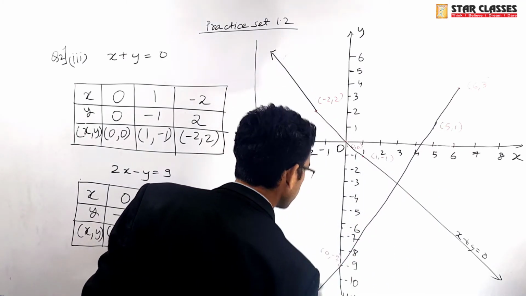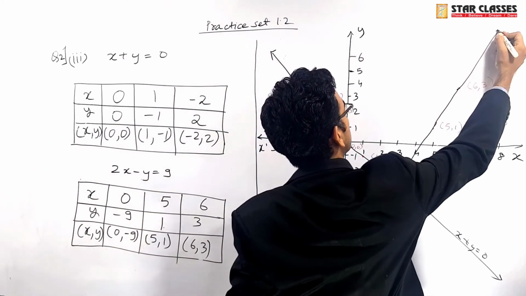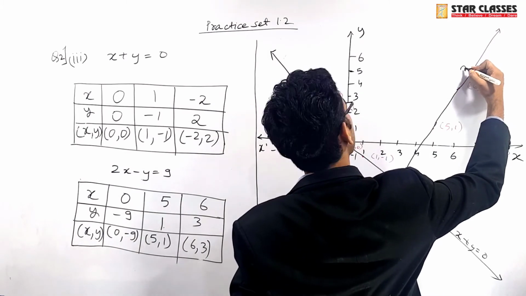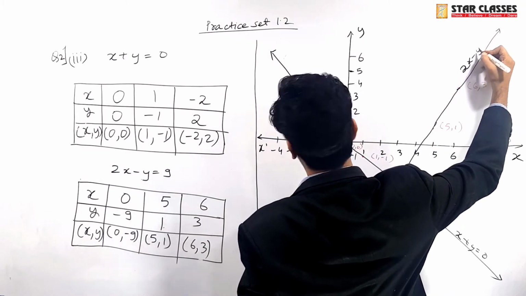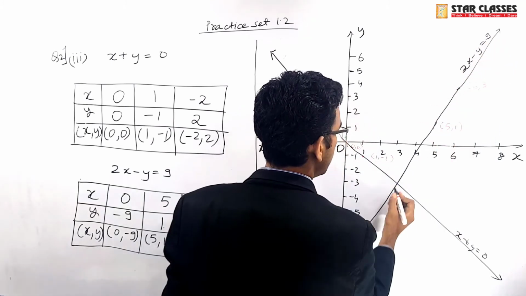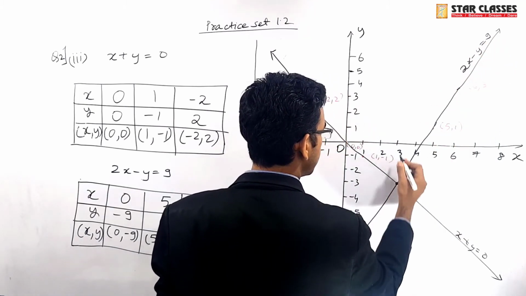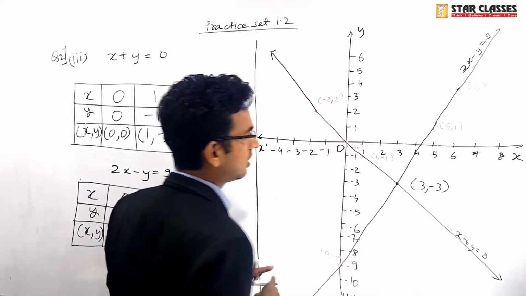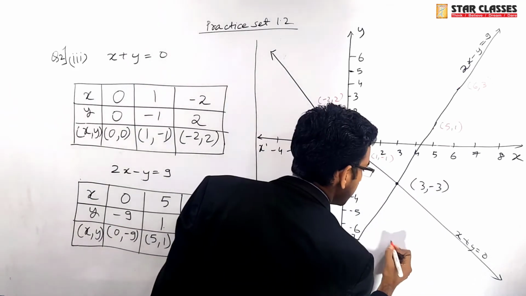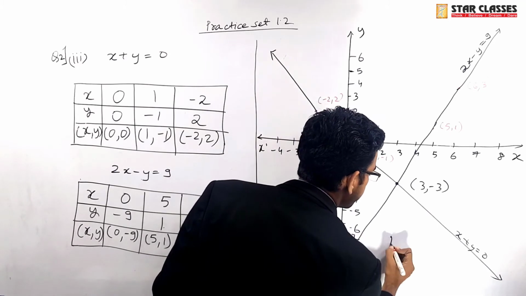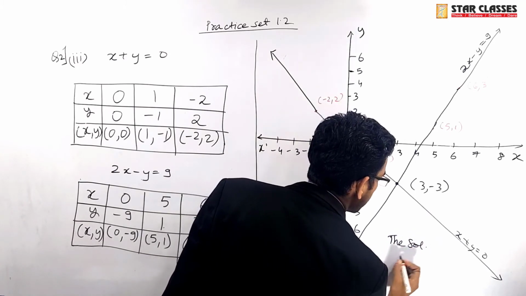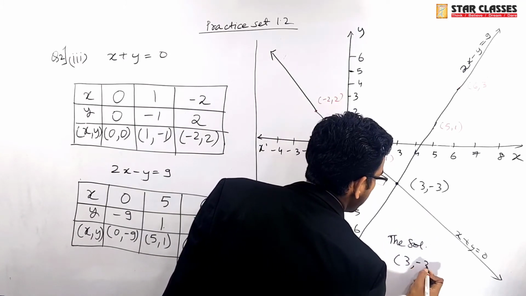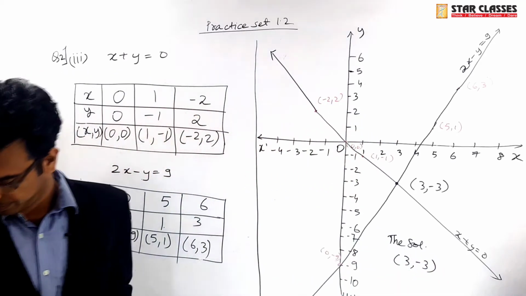Okay. Let's write down the equation. 2x minus y is equal to 9. This is the intersection point. Intersection point is x is 3 and y is minus 3. So the solution is x is 3 and y is minus 3.